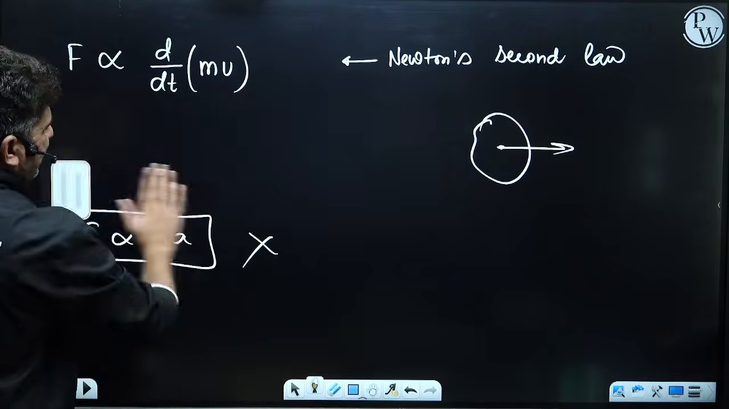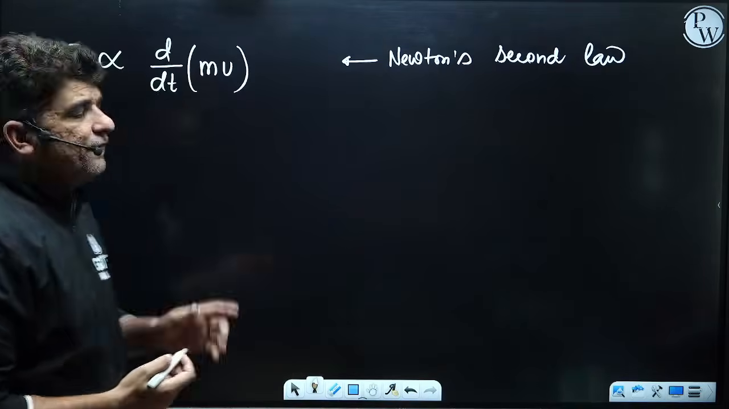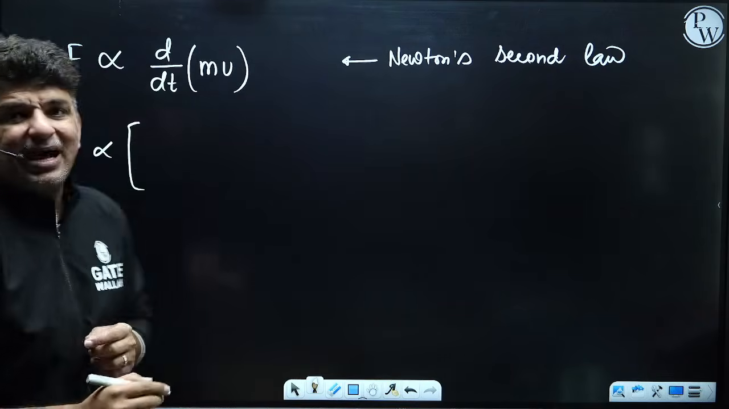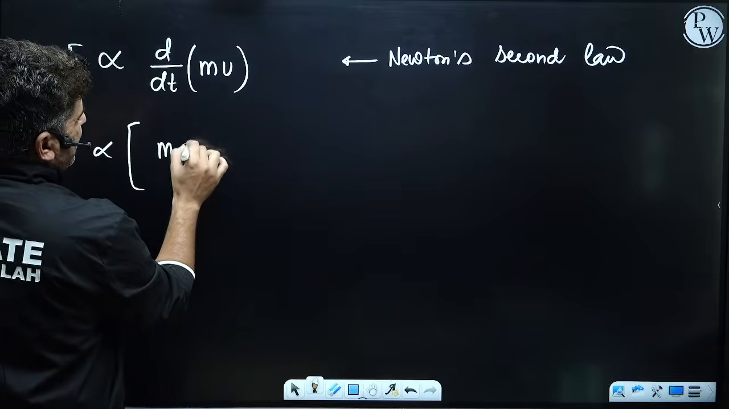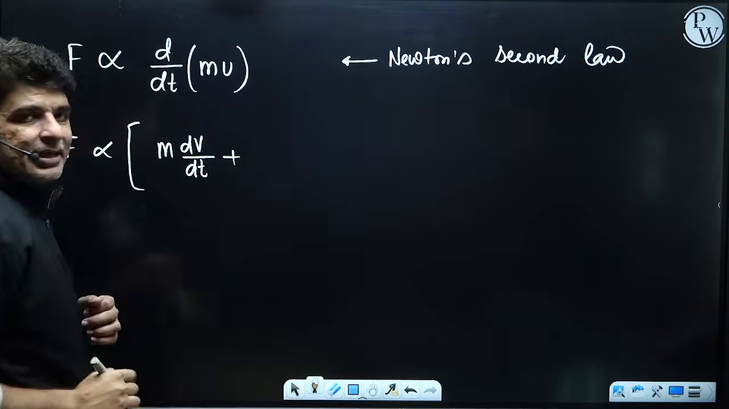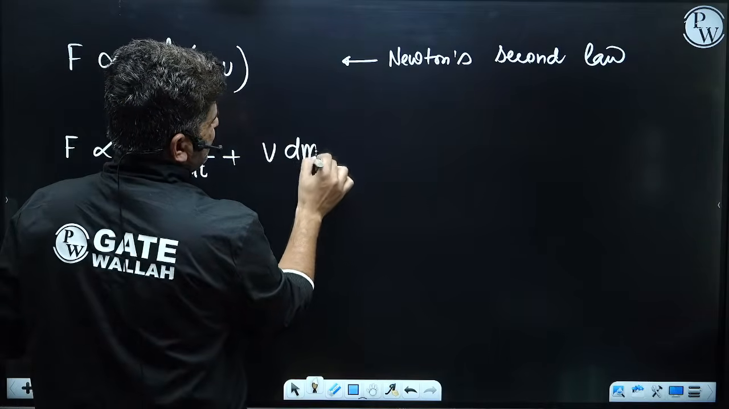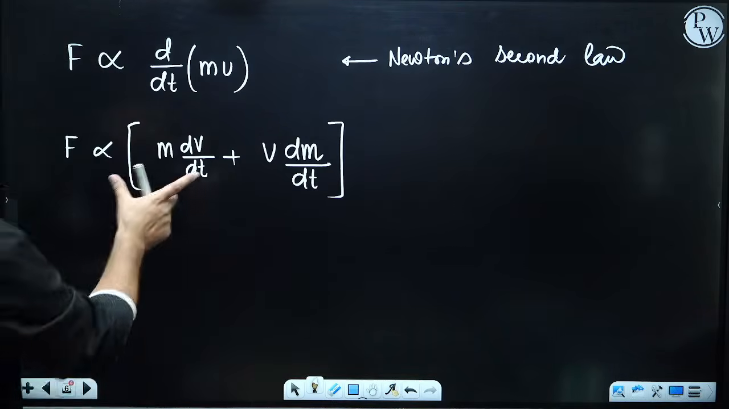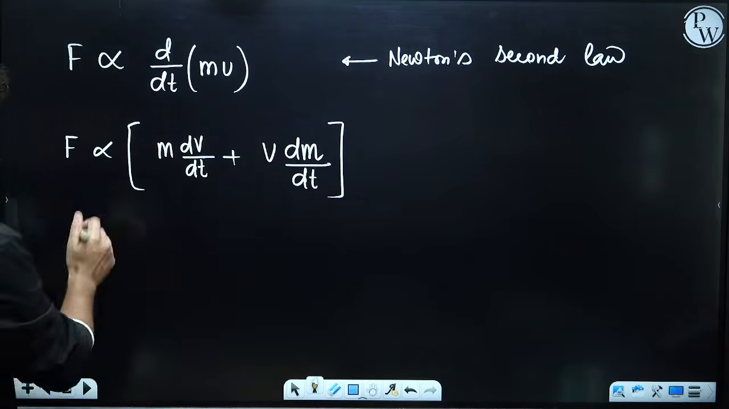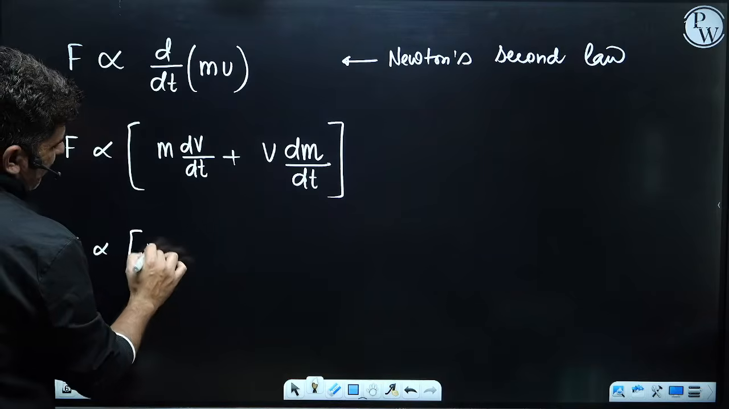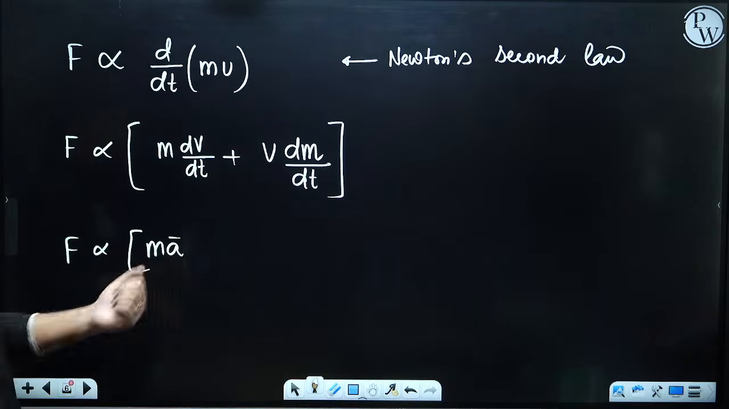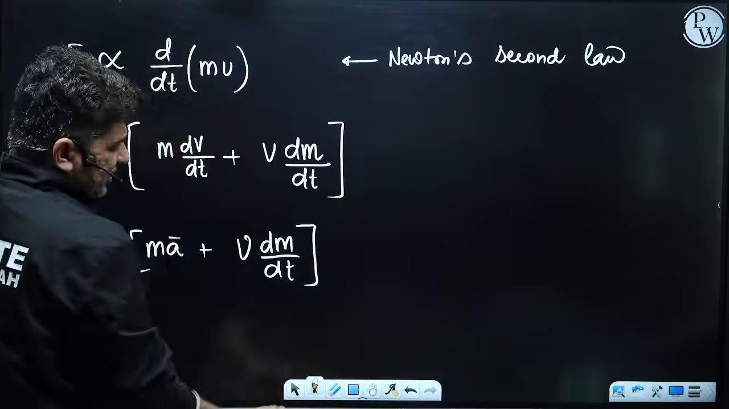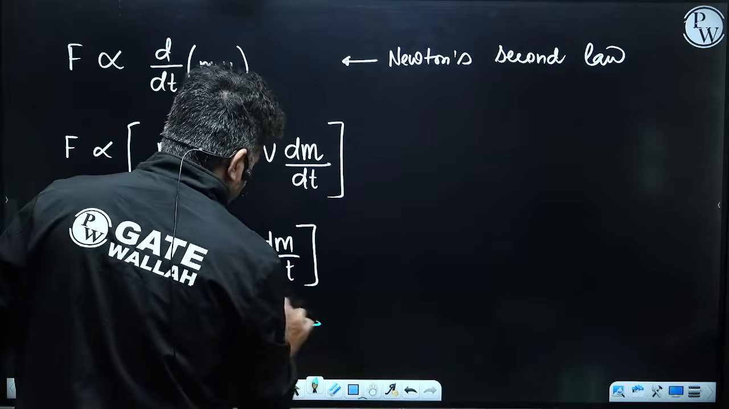The actual definition of force is, if we differentiate this, there will be two terms. One is, if the mass remains constant, then it becomes m into dv by dt, plus, if the velocity remains constant, then this becomes v times dm by dt. So these are the two terms which are actually present in Newton's second law. So the first term is mass times acceleration, the linear acceleration of the body, plus velocity times dm by dt. And this term becomes very important in the case of rockets.